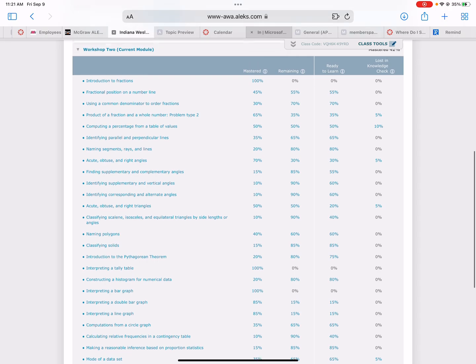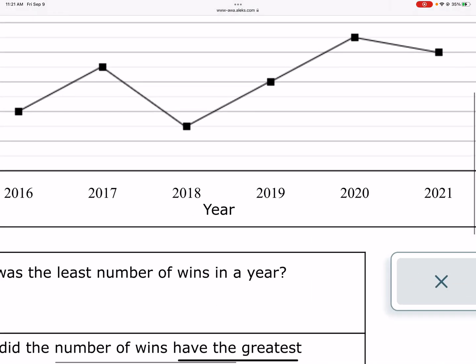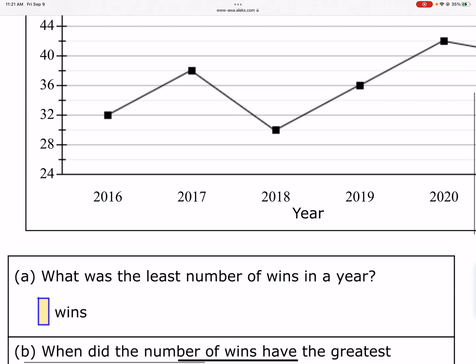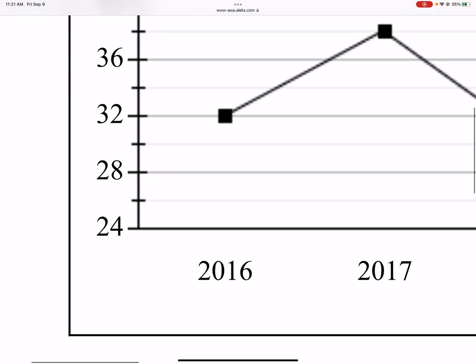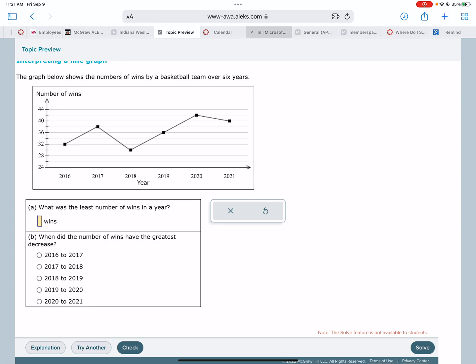Okay, let's interpret a line graph. It says, what's the least number of wins in the year? You just look for the lowest spot. It looks like 2018 has that lowest spot, and you follow that over, and that follows over to 30. And that's in the year between 2018 and 2019.